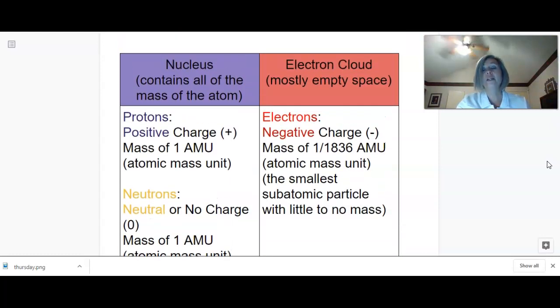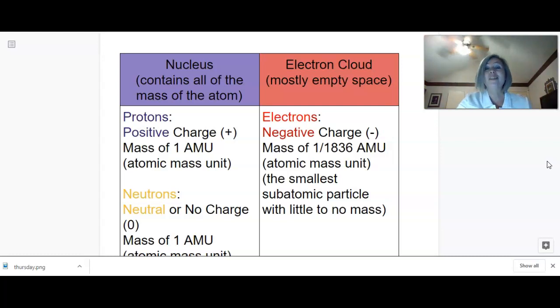Now let's talk about that electron cloud. The electron cloud, on the other hand, is really not tightly packed. It's mostly empty space. All those little tiny electrons are bouncing around in those energy levels. The electrons have a negative charge, right? So they have a negative electrical charge. Remember, Enraged Elliot was angry. He had a bad attitude. He had a very negative attitude. They are very, very small.